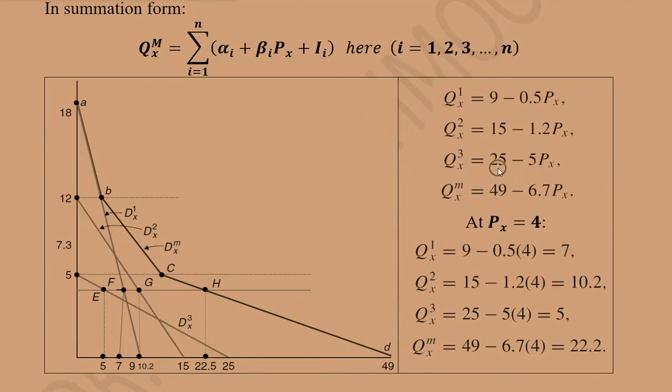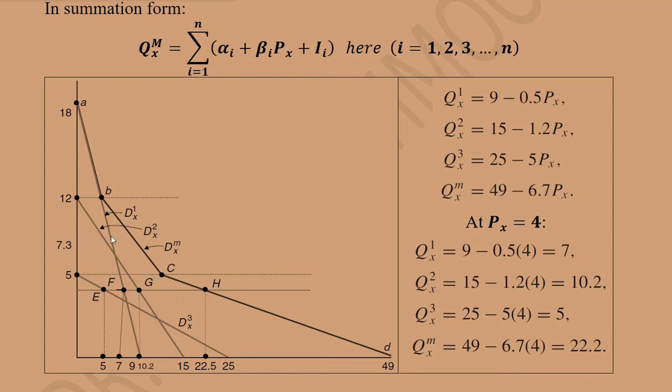Now assuming as if we have some numerical example where the numerical values of the individual and market demand curves are given, we can write them here, and this would be the market demand curve simply by taking the sum of these, and now we can plot them. That is, this is the first demand curve, this is the second demand curve, and this is the third demand curve.